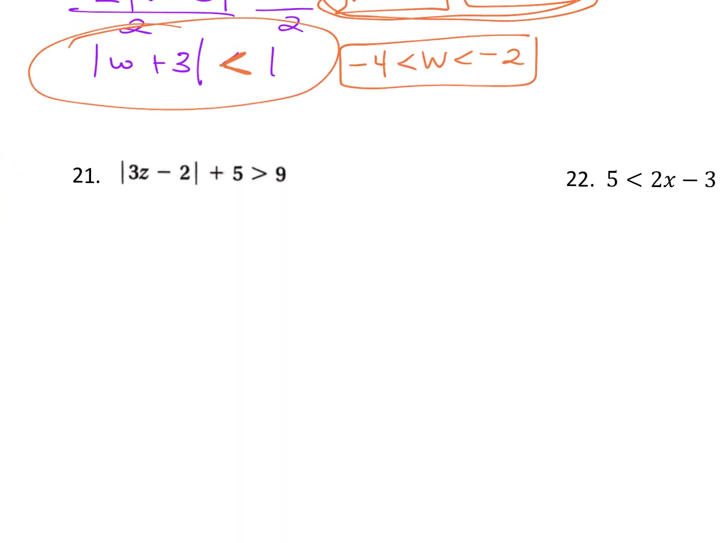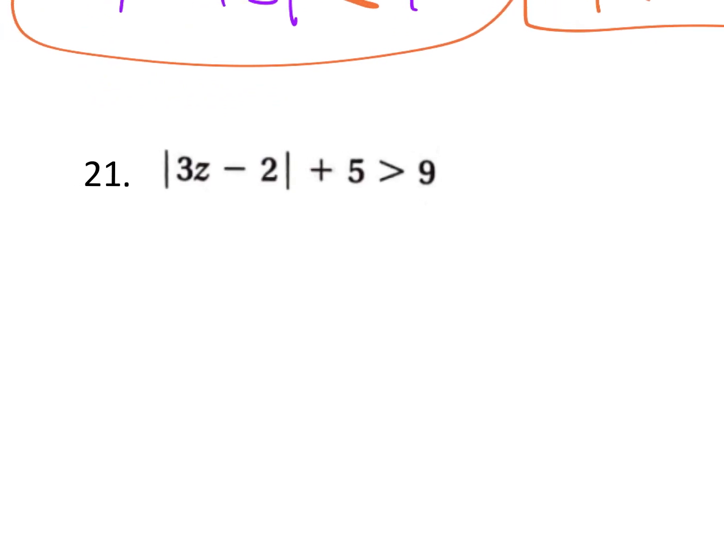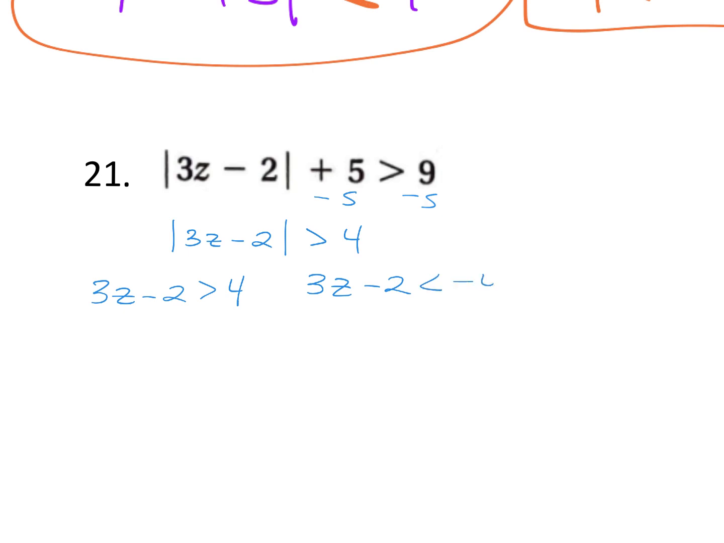21, what do you got to do first? Isolate. Get rid of the 5. So absolute value of 3z minus 2 is greater than 4. And or. Or. I'm not going to even solve this one for you. I'm just going to write it out. 3z minus 2 is greater than 4. 3z minus 2 is less than negative 4. Solve them both. Okay? And we said this is an or problem.